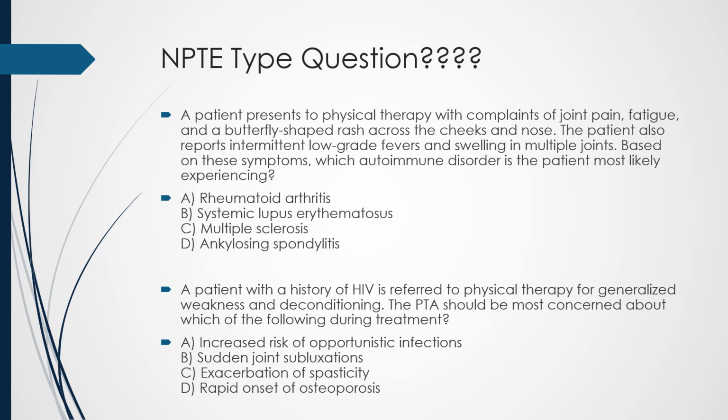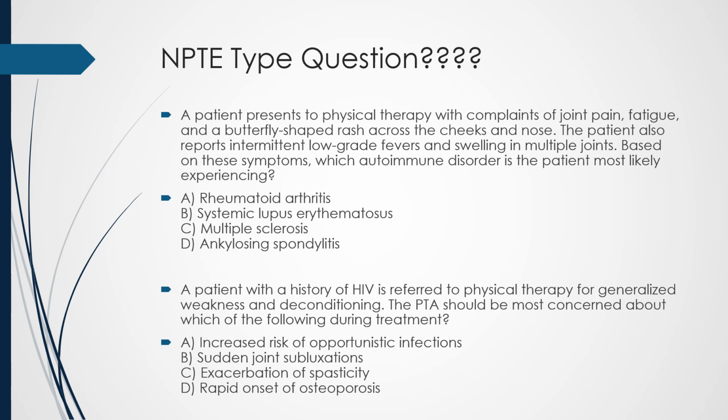Question number 2. A patient with a history of HIV is referred to physical therapy for generalized weakness and deconditioning. The PTA should be most concerned about which of the following during treatment? The answer is A, increased risk of opportunistic infections.